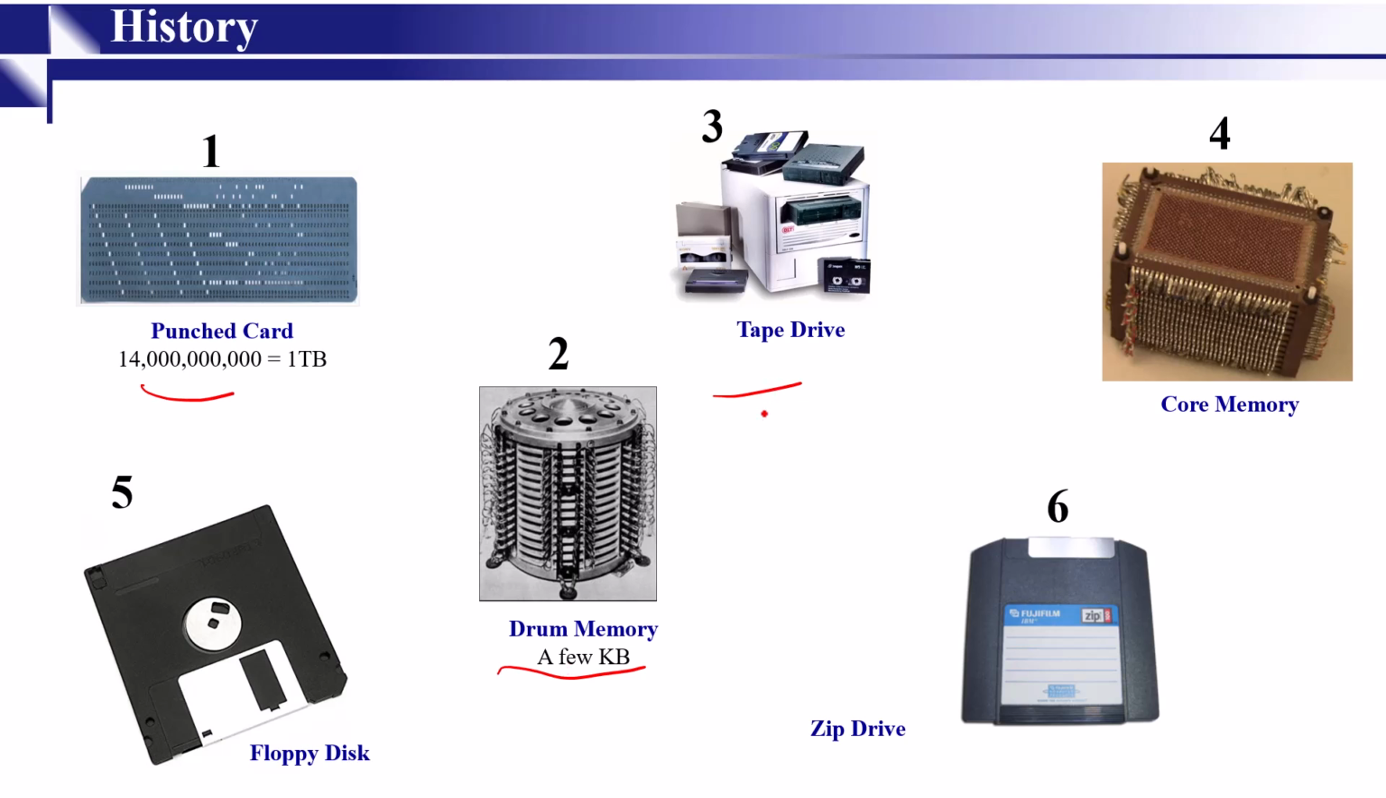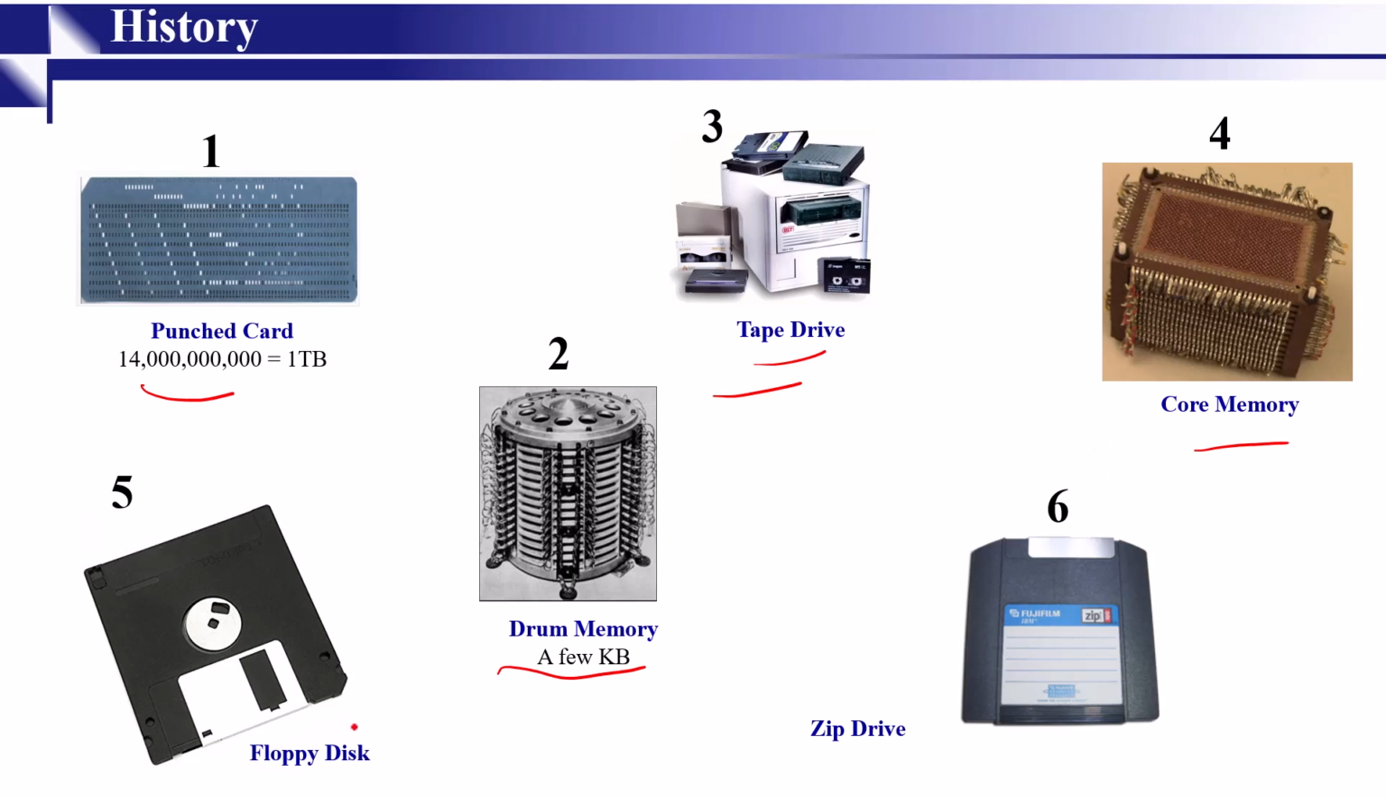Then we had tape drives. These were used to store data sequentially on magnetic tape, and it was cost effective but slow, so they were used for large scale data backup. Then we had core memory. Core memory used tiny magnetic rings, or cores, to store binary data. At that time, it was widely used in early computers before the advent of semiconductor memory.